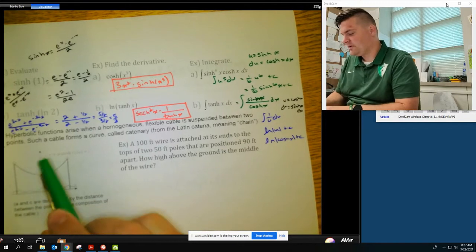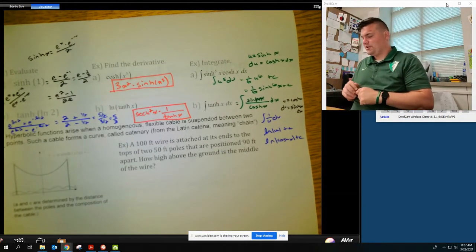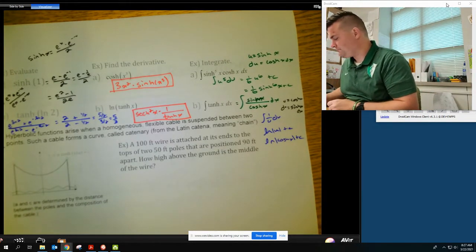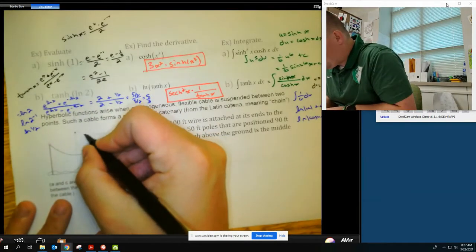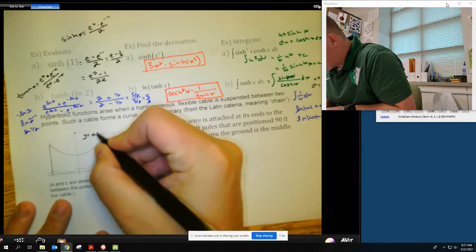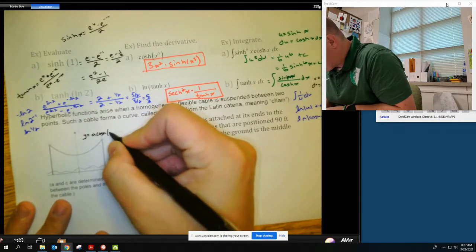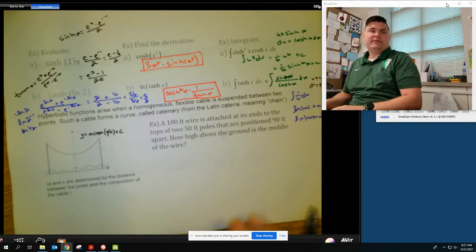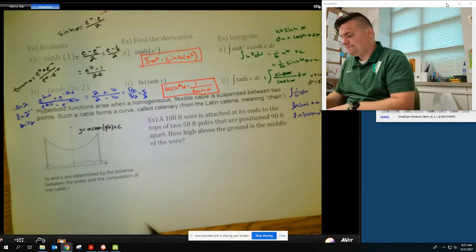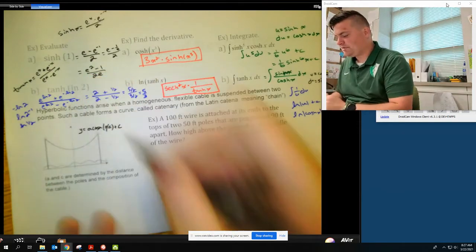Such a cable forms a curve called a catenary. So you can see this picture right here. It's a picture of a catenary. I don't know if you can see this formula really well, so I'll just write it out. So this is the formula here for a catenary. It's how it's suspended between 2 poles there.